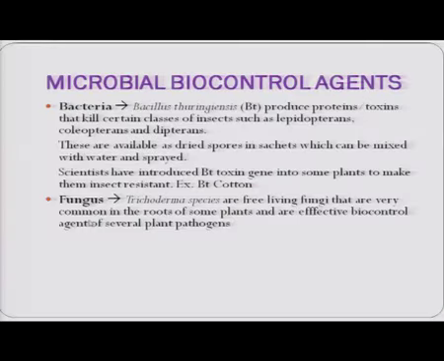Secondly, fungus. The most common example of fungus is the Trichoderma species. These are free living fungi and they are very common in the roots of some plants and are effective biocontrol agent of several plant pathogens.